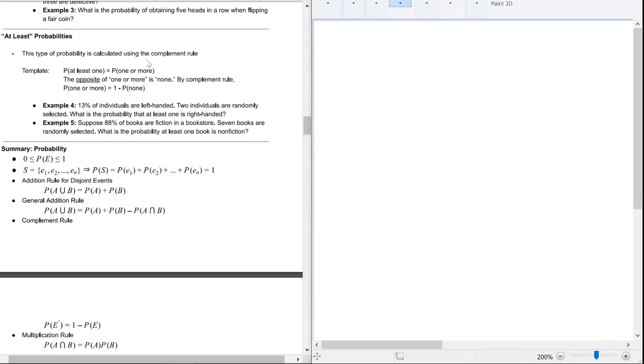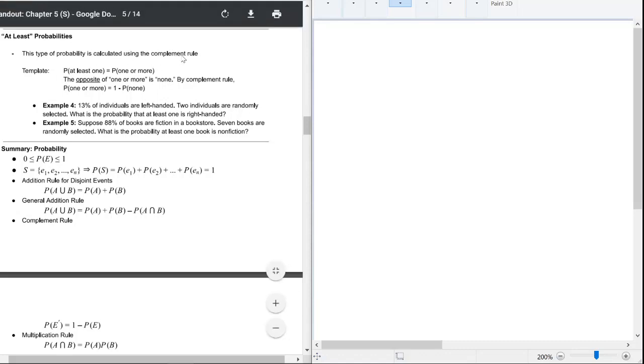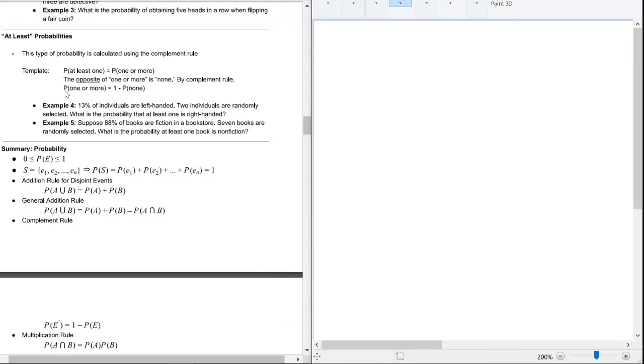So the at least probability requiring the complement rule, we need to apply the complement rule that says 1 minus. Okay, so the probability of at least 1 is a probability that we have 1 or more. By complement rule, the opposite of the probability of 1 or more is 1 minus the probability of none. So we're going to use this template for example 4 to see how that looks like.